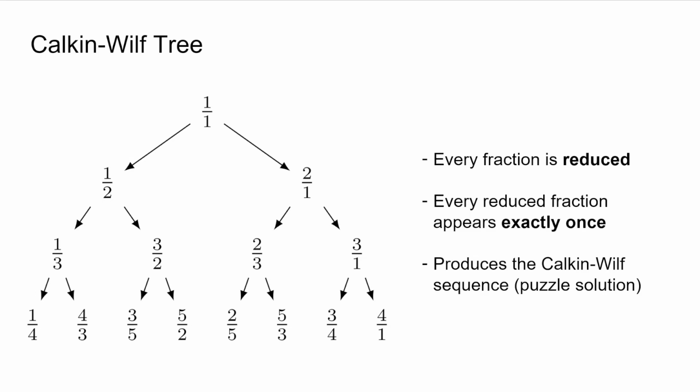Previously, we used two important features of the Calkin-Wilf tree: that every fraction is reduced, and that every possible reduced fraction will appear exactly once in the tree. These properties were essential to our results, so we should prove them.